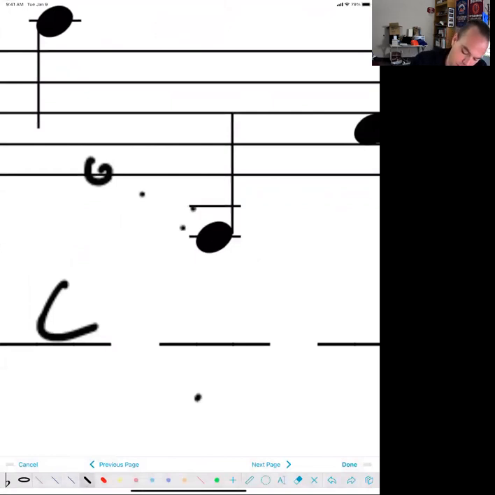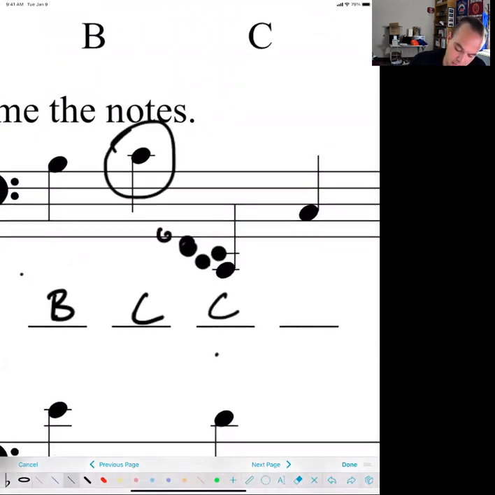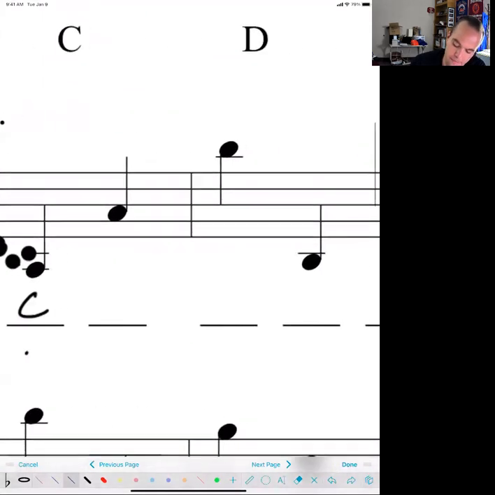Let me do a bigger thing. So this would be F, E on the line, G, F, E, D, and then this is C right here. Okay, so that's going to be C. So this was C up here, and this is C down here also. They're the same, just in different octaves.